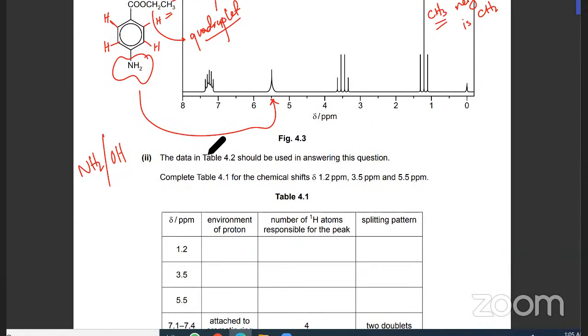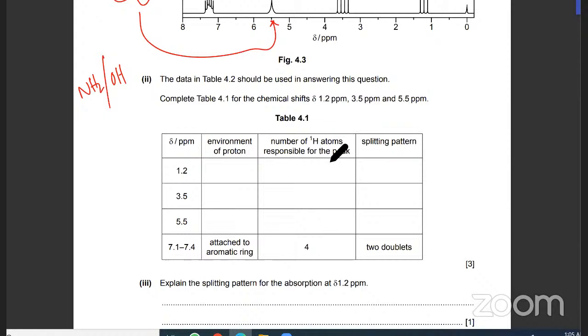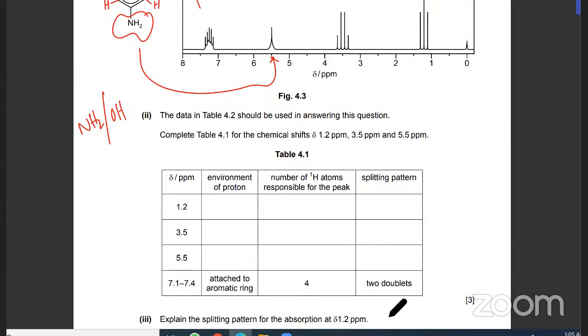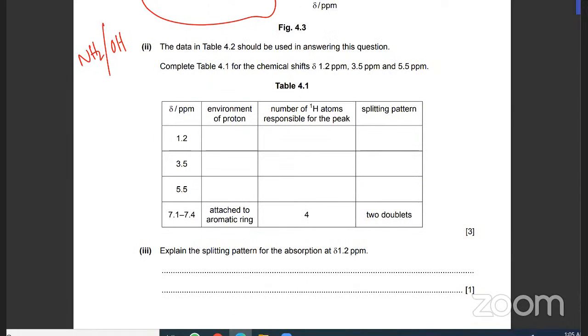So the number of hydrogen atoms responsible for the peak: you were able to tell that these 4 hydrogens are resonating over here. 2 hydrogens, they're a singlet peak. 2 hydrogens, that's a quadruplet peak. 3 hydrogens over here, that's a triplet peak. So you were able to figure out everything without opening a data booklet.